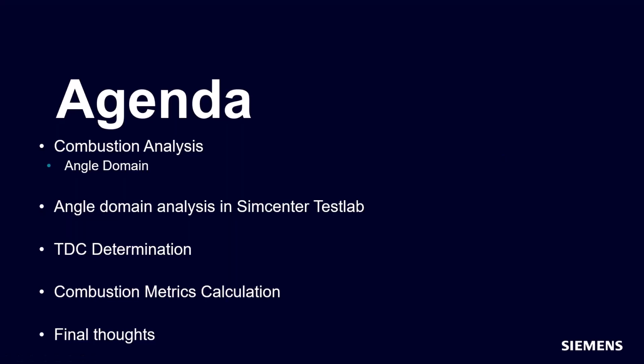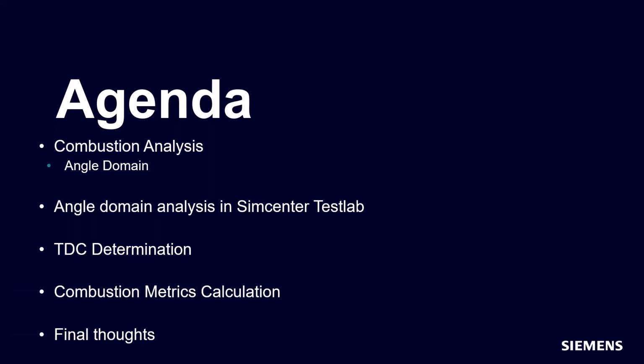So here is the agenda. First, I'm going to show a couple of slides on combustion analysis, what is the need for it and what is its importance. Then we'll see how the combustion analysis is done in Simcenter Testlab. And we'll see that there are a couple of different items available in there called TDC determination and combustion metrics calculation. Those are in the Simcenter Testlab combustion analysis module. And we will wrap up with some final thoughts.